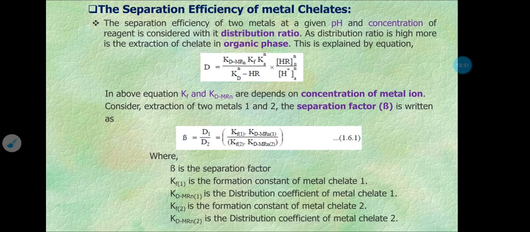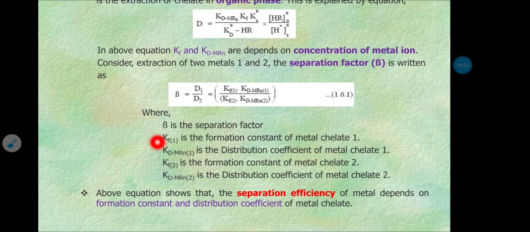where beta is the separation factor, Kf of 1 is the formation constant of metal ion 1, and Kd of metal chelate 1 is the distribution coefficient of metal chelate 1. This is the formation constant of metal ion 2, and this is the distribution coefficient of metal chelate 2. The above equation shows that the separation efficiency of metal ions depends on the formation constant and distribution coefficient of metal chelate.